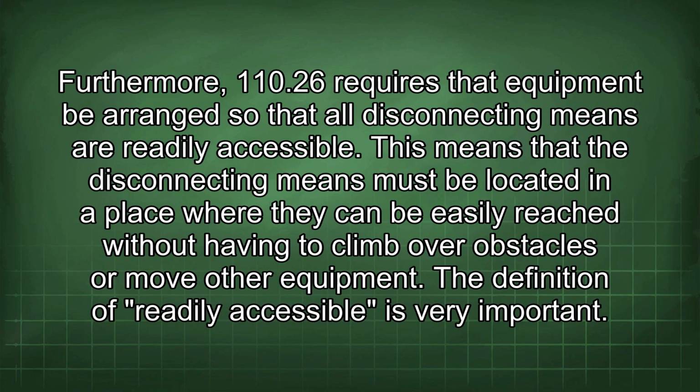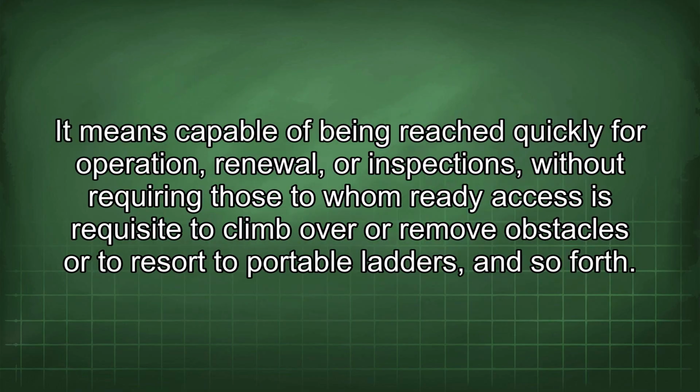Furthermore, 110.26 requires that equipment be arranged so that all disconnecting means are readily accessible. This means that the disconnecting means must be located in a place where they can be easily reached without having to climb over obstacles or move other equipment. The definition of readily accessible is very important. It means capable of being reached quickly for operation, renewal, or inspections, without requiring those to whom ready access is requisite to climb over or remove obstacles or to resort to portable ladders, and so forth.